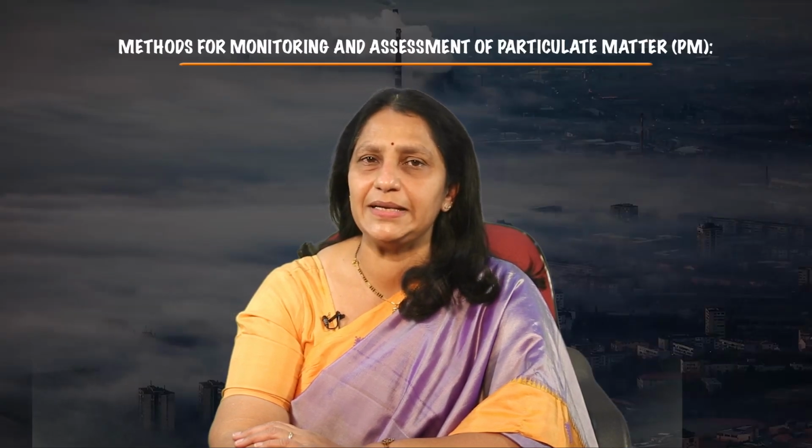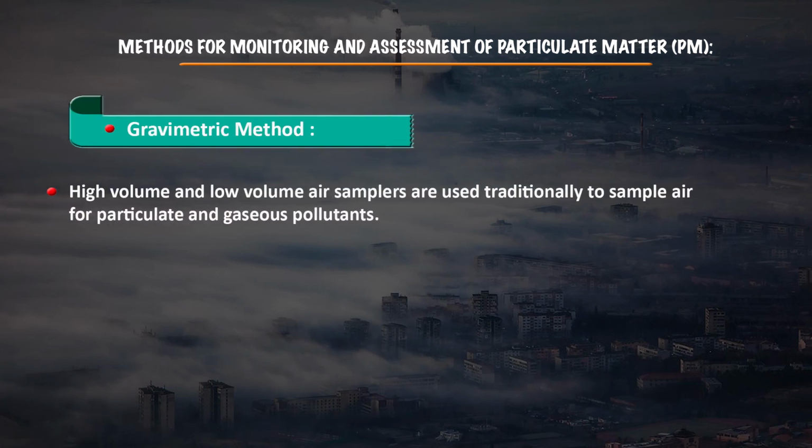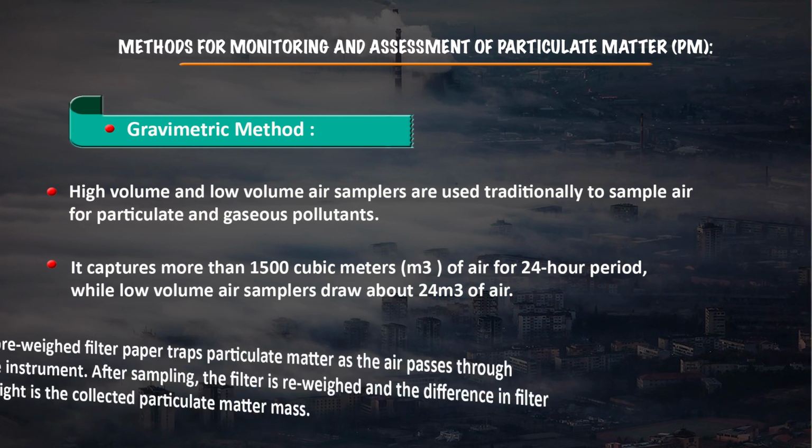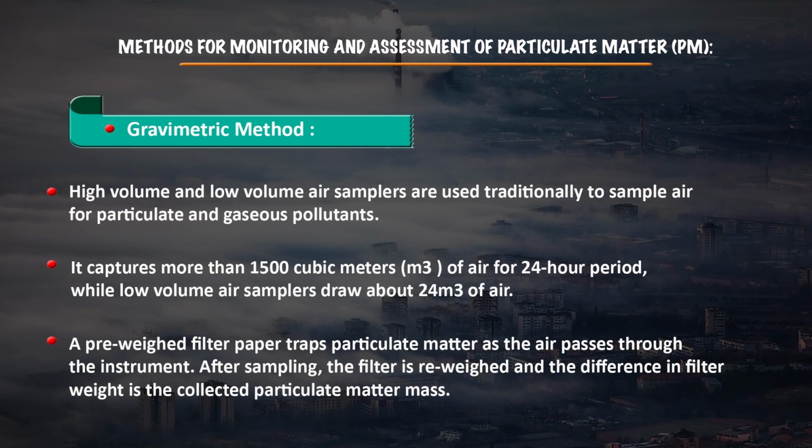The first method is the gravimetric method. High volume and low volume air samplers are traditionally used to sample air for particulate and gaseous pollutants. In this method, the high volume sampler captures more than 1500 cubic meters of air over a 24 hour period, and low volume air samplers are used to draw about 24 cubic meters of air. A pre-weighed filter paper traps particulate matter as the air passes through the instrument.